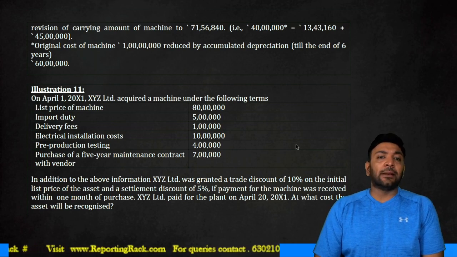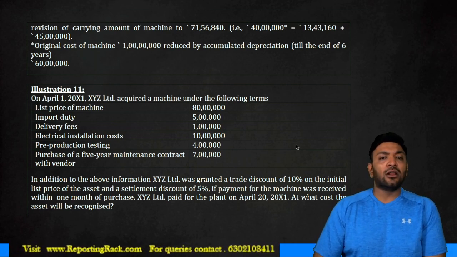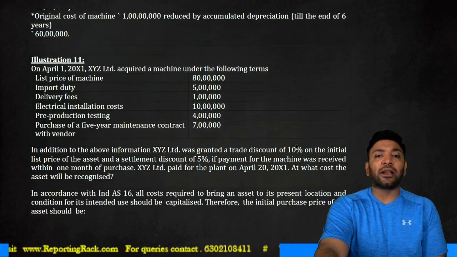So he did not charge the depreciation. We calculated the depreciation as well. So our answer is a little more comprehensive than his.